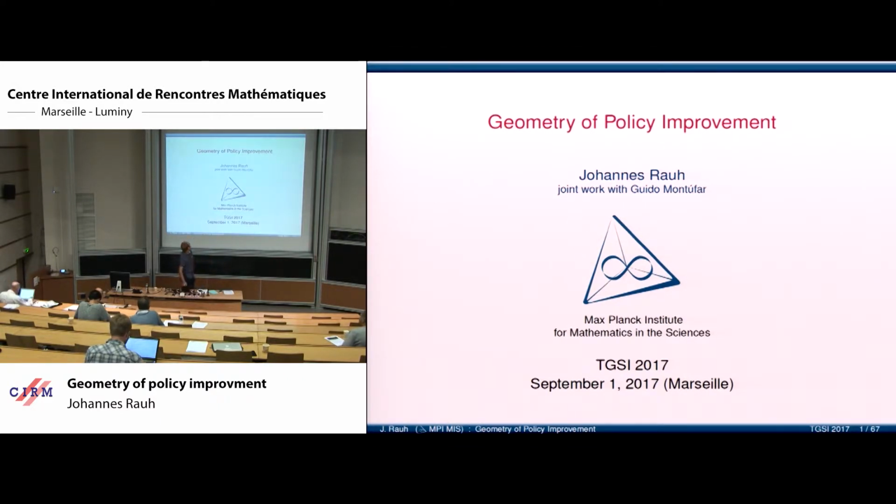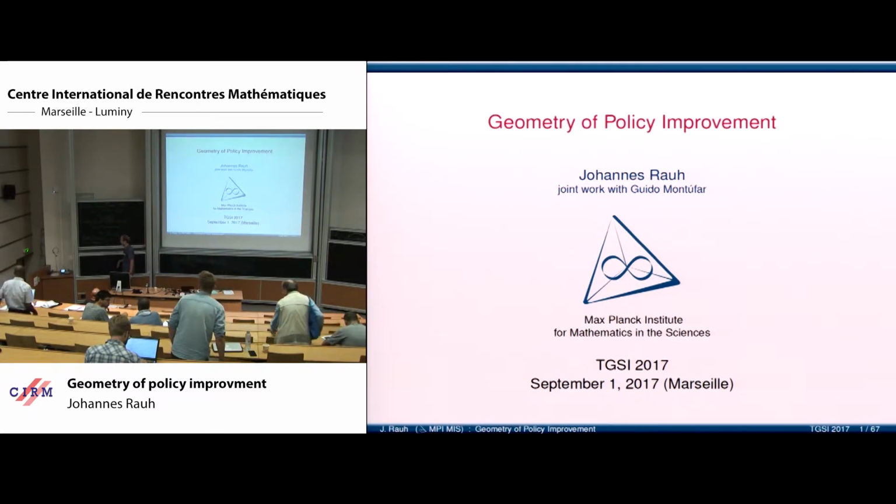Okay, so the title of the talk is Geometry of Policy Improvement. Policy improvement means, well, the setting is the following. We are in the setting of either a Markov decision process or a partially observed Markov decision process.